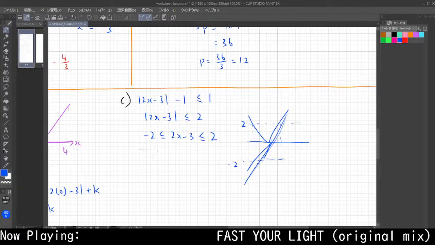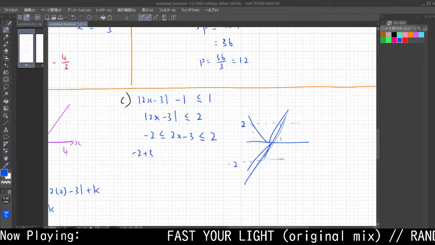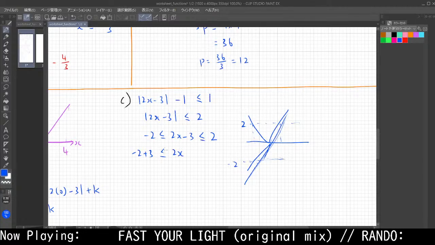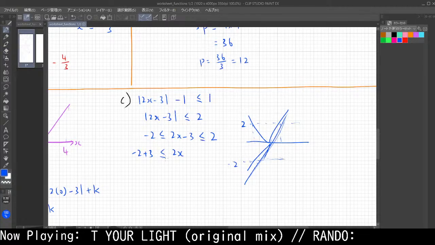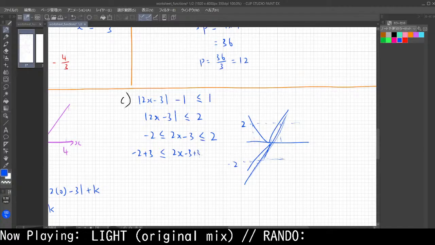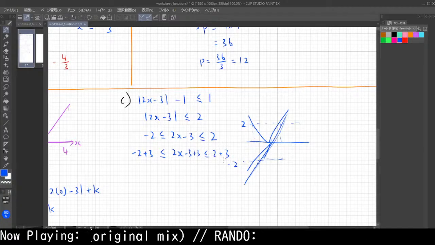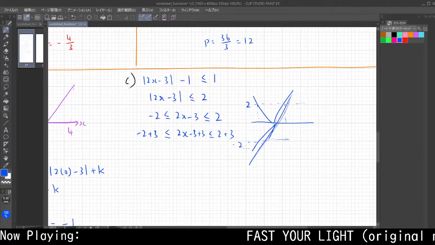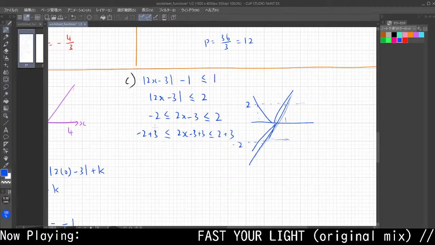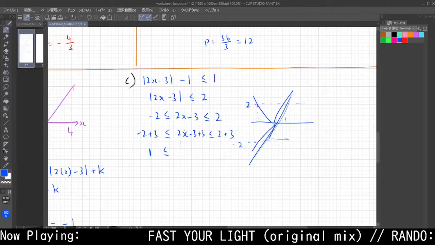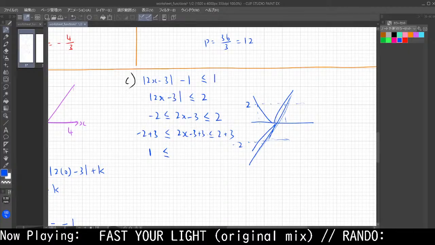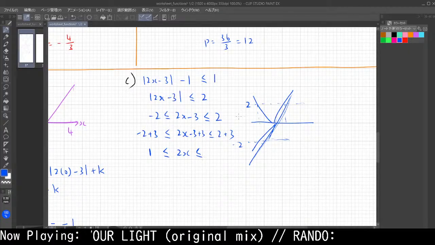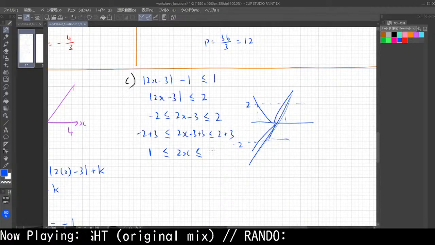I'll write it out so it's a bit more obvious. I want to get rid of the -3, so I add 3 to the middle portion, but since it's an inequality, I need to add 3 on all 3 sides. So -2 plus 3, I get 1, less than or equal to 2x, since -3 plus 3 is gone, less than or equal to 2 plus 3, which is 5.